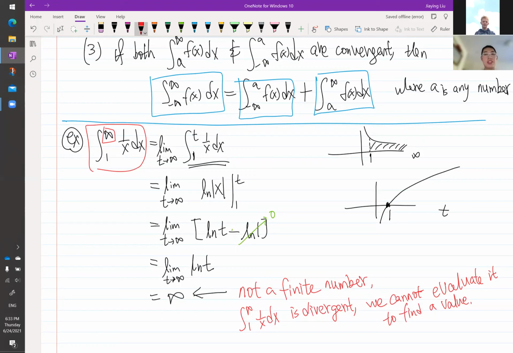Any questions about this example and the process I did after following the definition? So for all those problems, you just say it's divergent. We cannot evaluate the integral to get a number. Or you just say the integral is divergent.